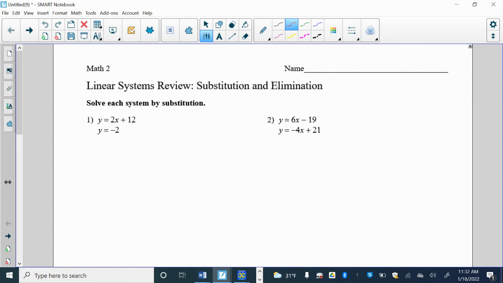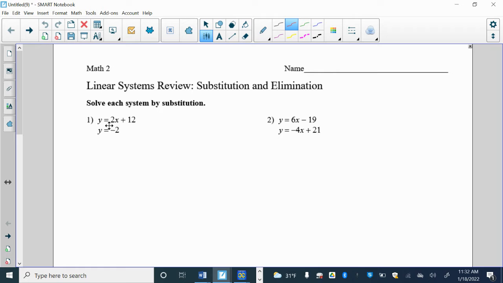The main types of problems you'll see with substitution method. This first one's as simple as it gets. The reason why is if you look at the bottom equation, it's giving us the value of y. It's saying y is -2. In this case, we know already the y value of our solution is -2. Really, all we need to do is find the x value that makes this top equation true.